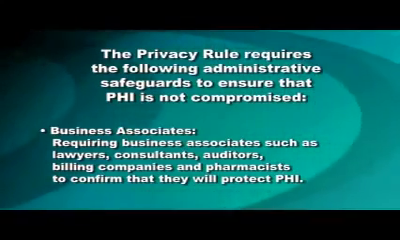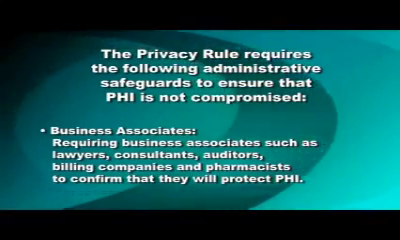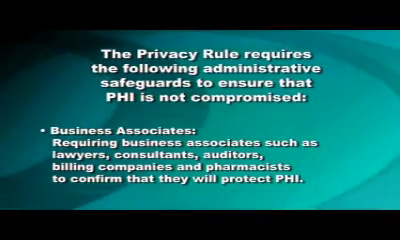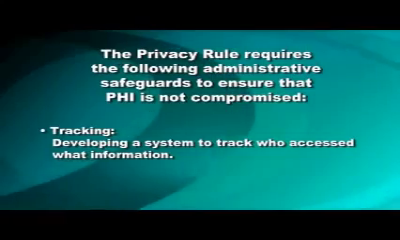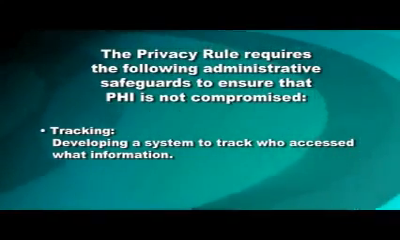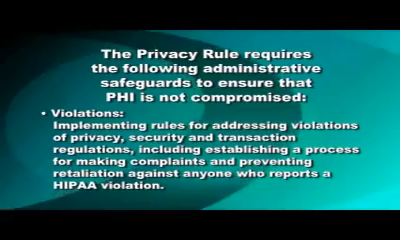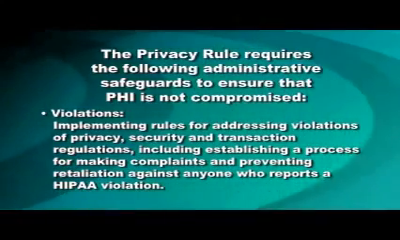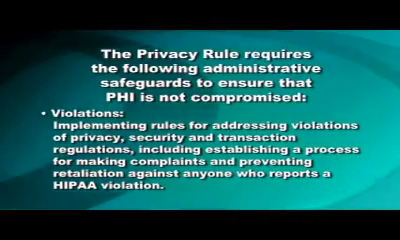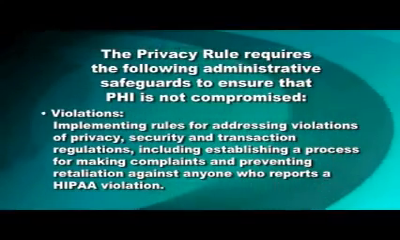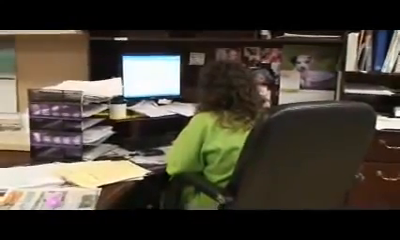Business associates: requiring business associates such as lawyers, consultants, auditors, billing companies, and pharmacists to confirm that they will protect PHI. Tracking: developing a system to track who accessed what information, and violations: implementing rules for addressing violations of privacy, security, and transaction regulations, including establishing a process for making complaints and preventing retaliation against anyone who reports a HIPAA violation. The security rule portion of HIPAA also requires that administrative, physical, and technical safeguards be in place to prevent the improper use or disclosure of PHI.